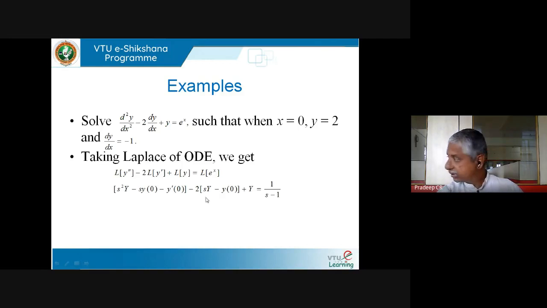So I substitute that here, and L y I have written as it is. So the Laplace of e power x I know is 1 by s minus 1. Don't ask me why, sir, there is t here. It's the same thing, it doesn't matter. You can call it with whatever variable. Here instead of t, this problem uses x, that's all.